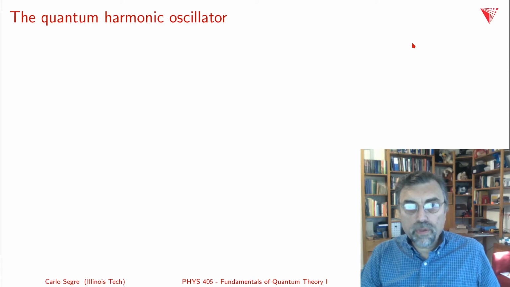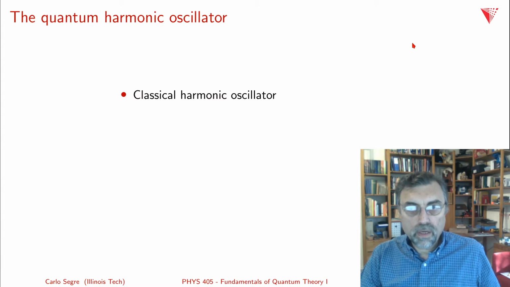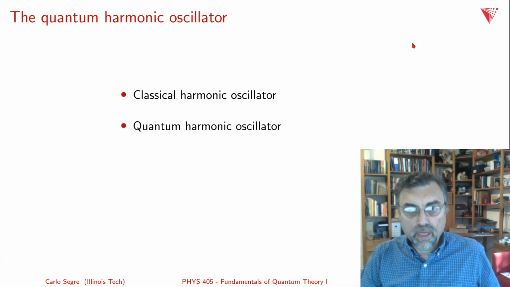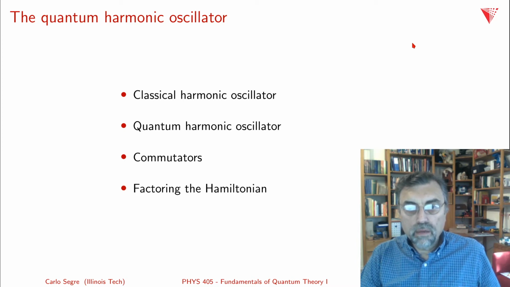As I've mentioned before, there's only a few problems we can solve in closed form. One of them is the quantum harmonic oscillator. We'll start with the quantum harmonic oscillator by looking at the classical harmonic oscillator first. Then we'll write down the Hamiltonian of the quantum harmonic oscillator, followed by a concept called commutators, which is very important in quantum mechanics. And finally, we'll talk about factoring the Hamiltonian. And in the next video, we'll actually do the solution.